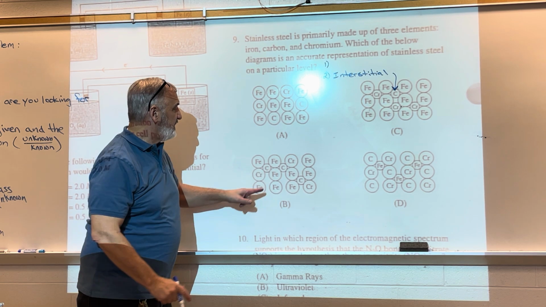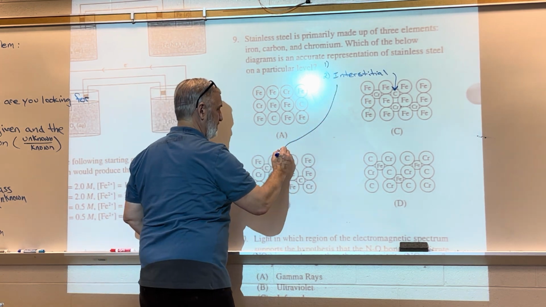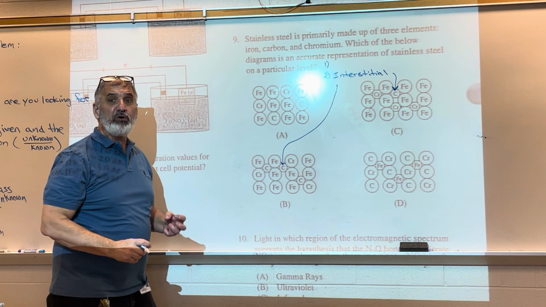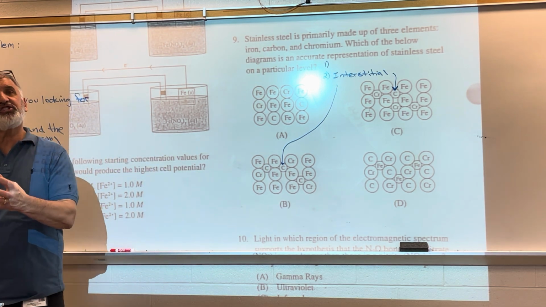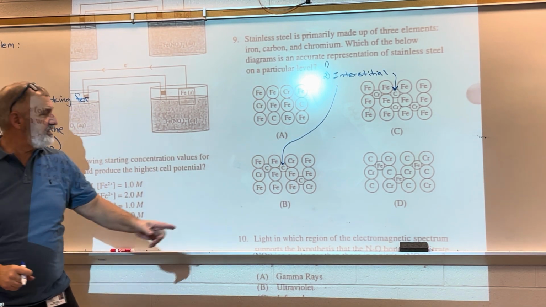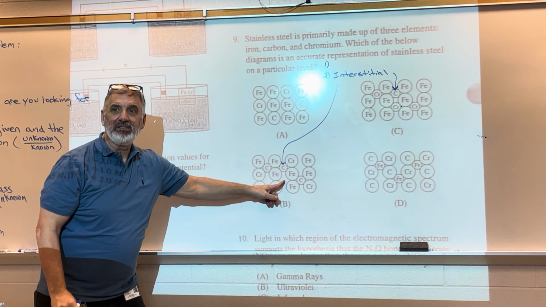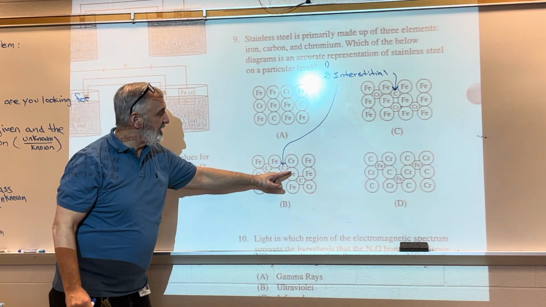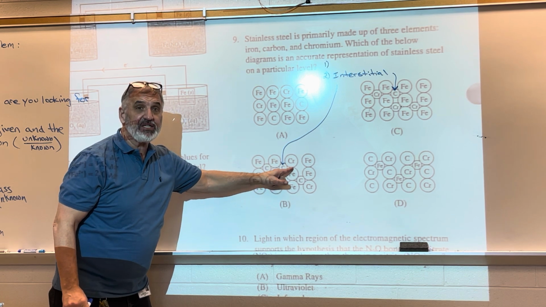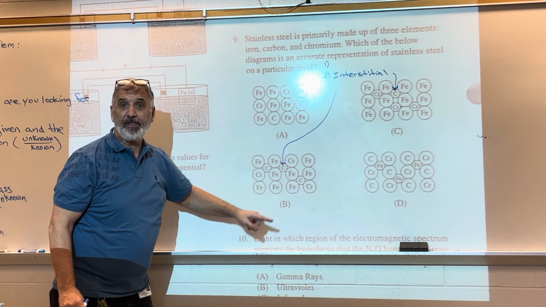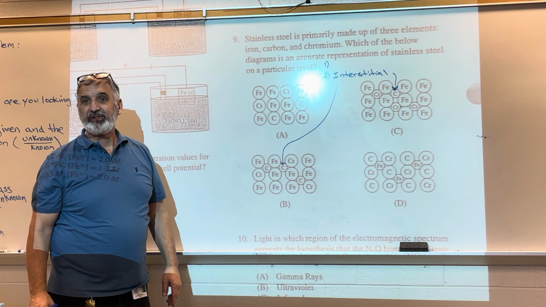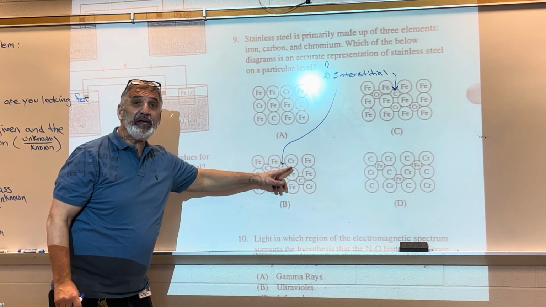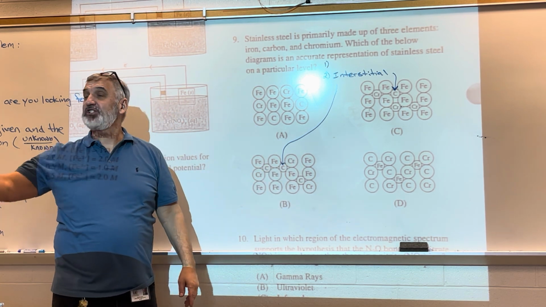B is also here. It's this one too. It's when the carbon, the smaller one, fits into the little interstices, the spaces in between here. But since they're about the same size, what type of alloy is it? The same size alloy. It's kind of going in place of it. Stainless steel is a substitutional alloy.